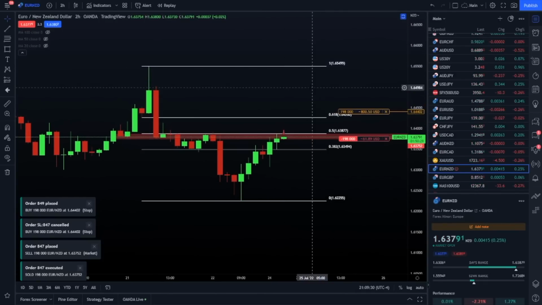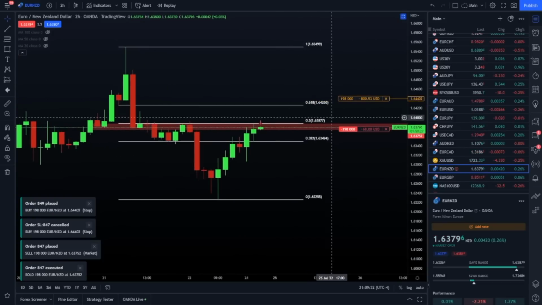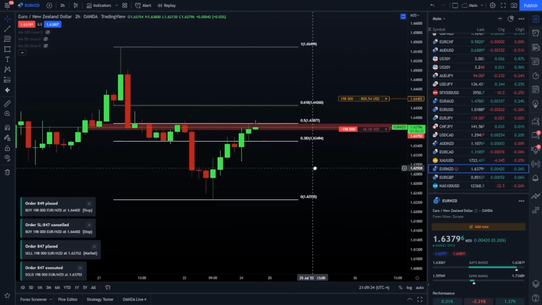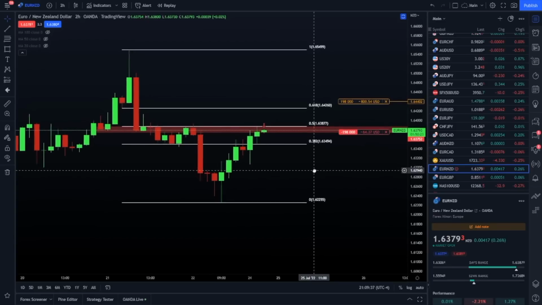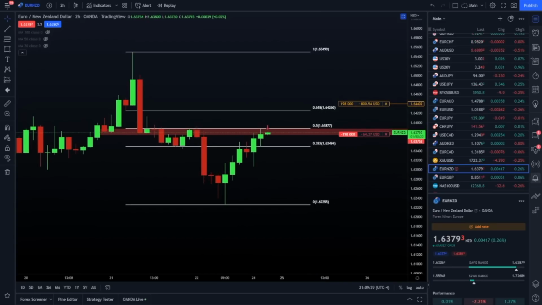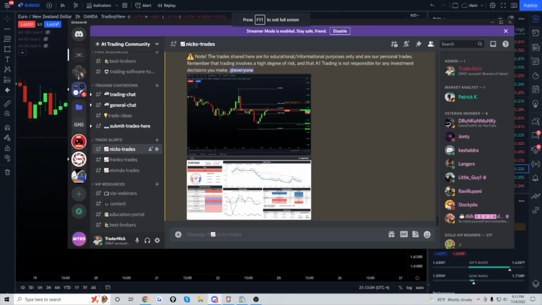The reason I did that is because I wanted to jump into the trade, and now I'm going to explain how this trade is broken down right after I do a write-up for the community. Give me one second. All right, and we are now officially in the trade.